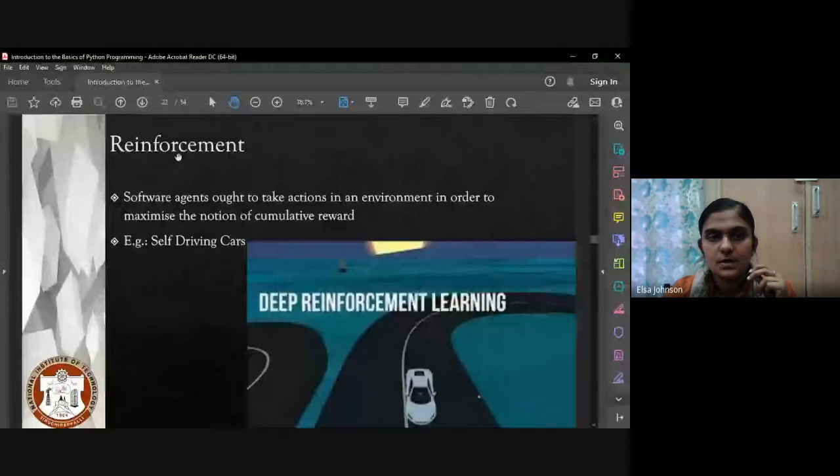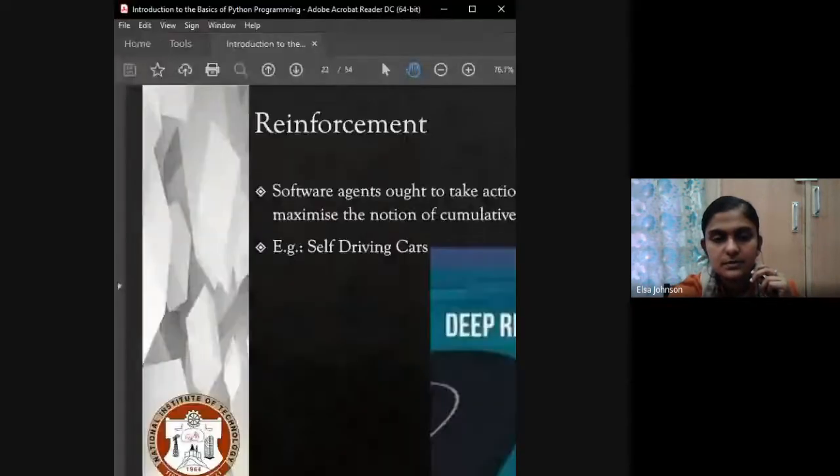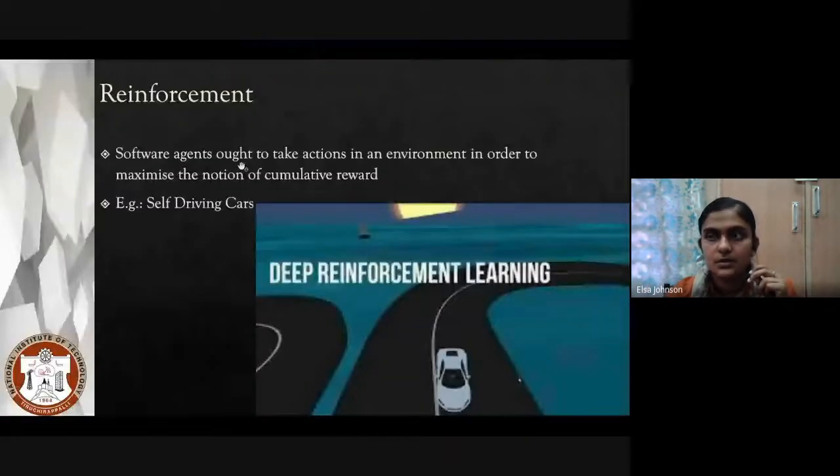So this is a part of reinforcement learning. I think you can see the full screen. Okay, I'll be Googling later.